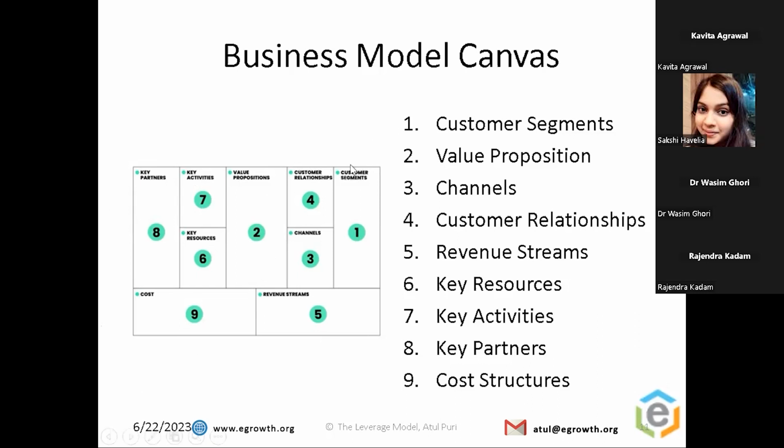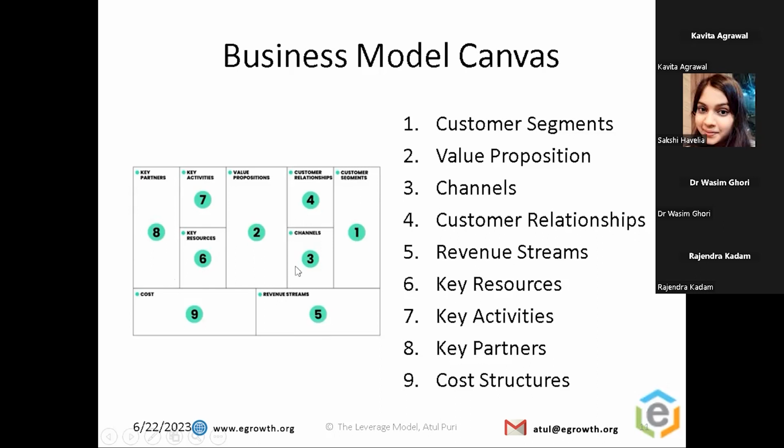When we look at the customer facing part of the business, section 1 is the customer segments. Who are the customers whom we are servicing? Section 2, in the middle, is the value proposition that we as a business are providing to our customer as well as to our other stakeholders. Section 3 is the channels through which we are servicing the customer. Section 4 is the relationships that we have with the customer. And section 5, at the bottom, is the revenue streams. How do we make money from the customer?